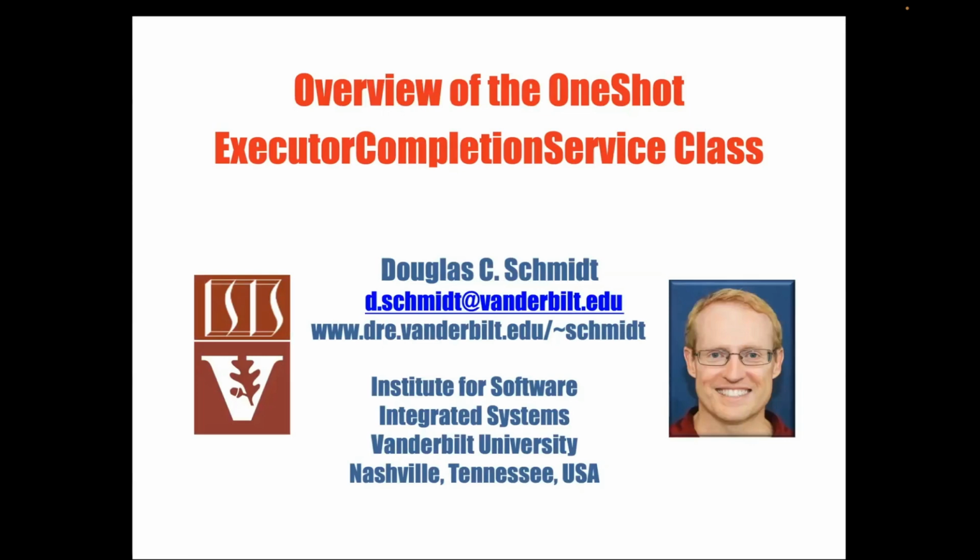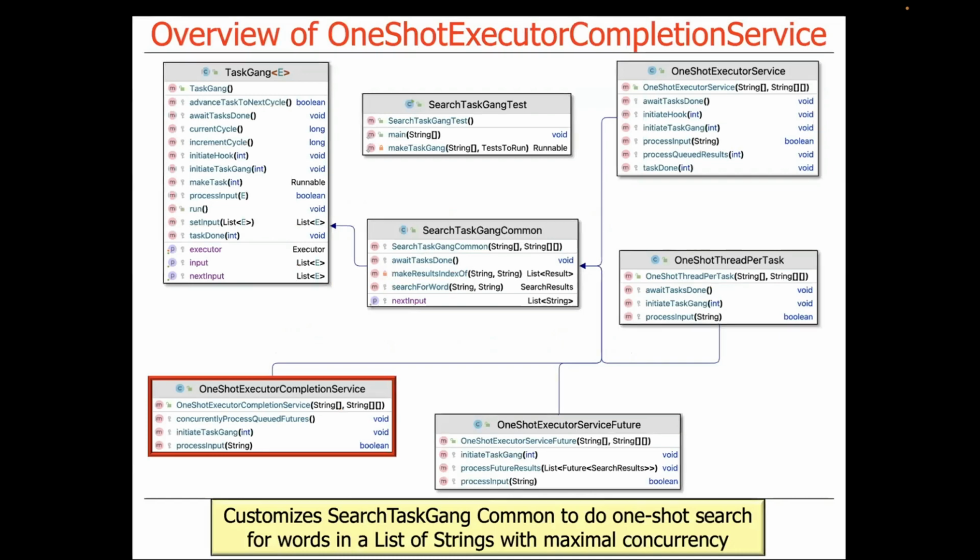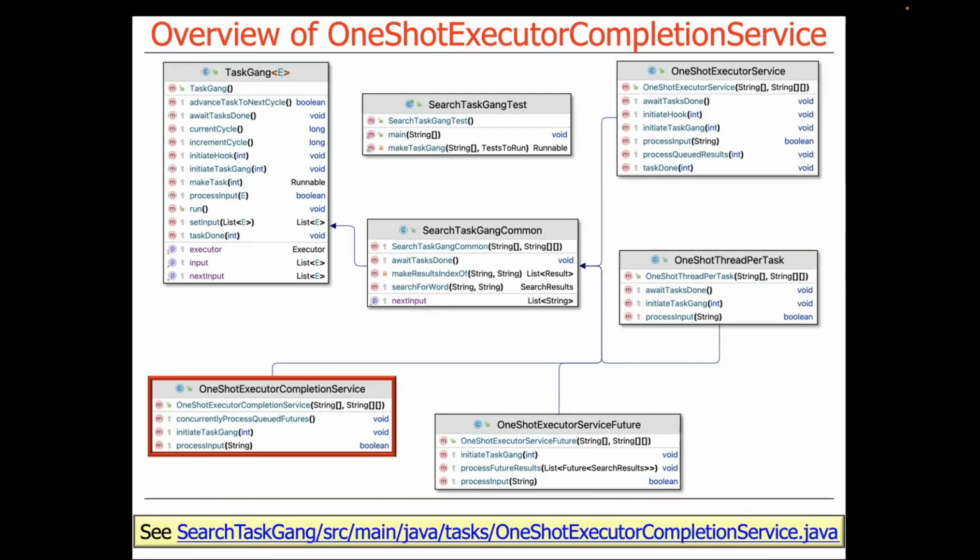So here we are with our final strategy. We're going to look at the final subclass of the SearchTaskGangCommon superclass. This is the OneShotExecutorCompletionService subclass. And this particular implementation is going to do a one-shot search for words in a list of strings with maximal concurrency. And you'll see what that means in just a second. You can find the code here.